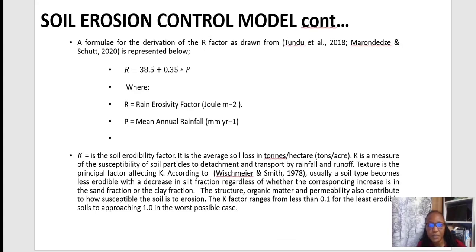Those that have had an opportunity to work with the RUSLE equation are, I'm sure, familiar with these factors. The K is the soil erodibility factor. It is the average soil loss in tons per hectare. It's a measure of susceptibility of soil particles to detachment and transport by rainfall and runoff. Texture is a principal factor affecting K. According to Wischmeier and Smith in 1978, soil type becomes less erodible with a decrease in silt fraction, regardless of whether the corresponding increase is in the sand fraction or the clay fraction.